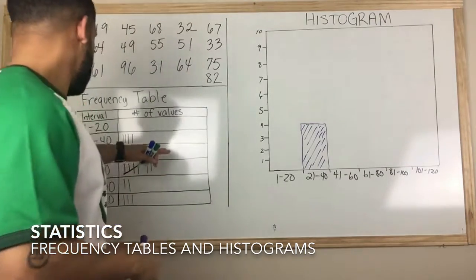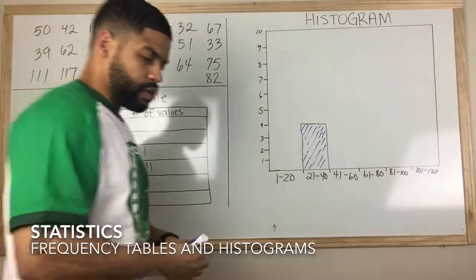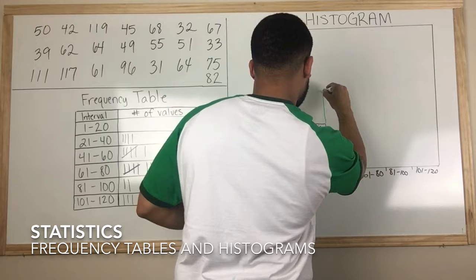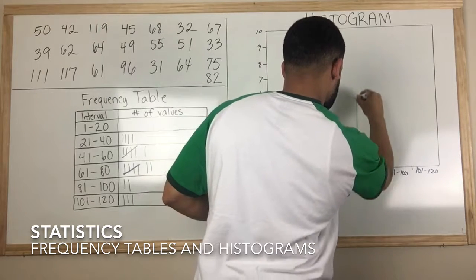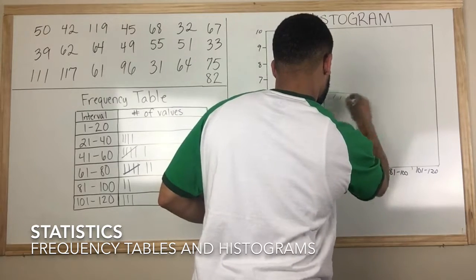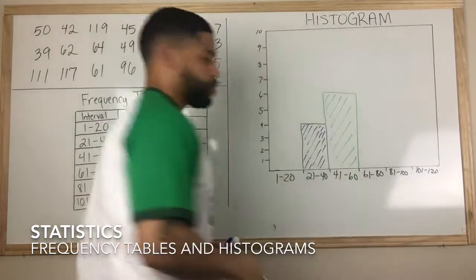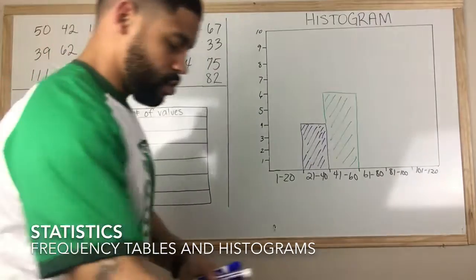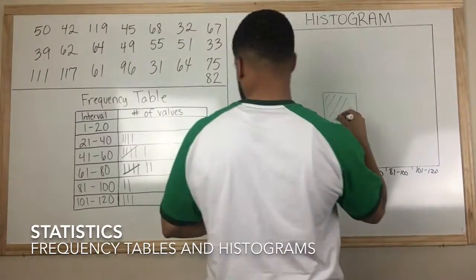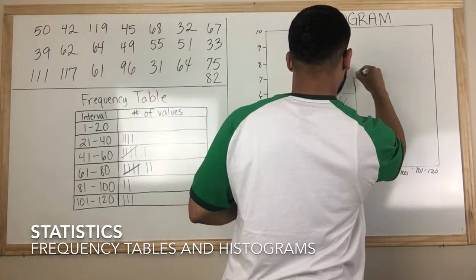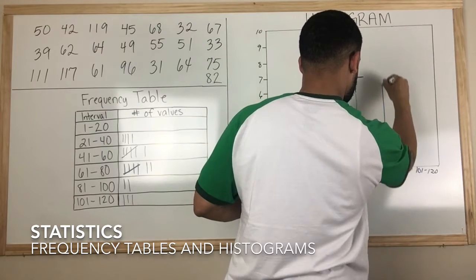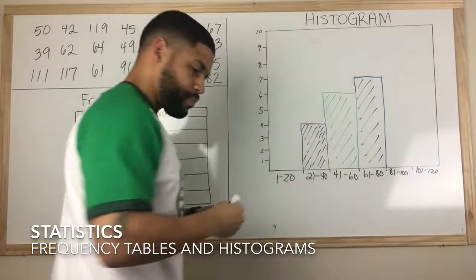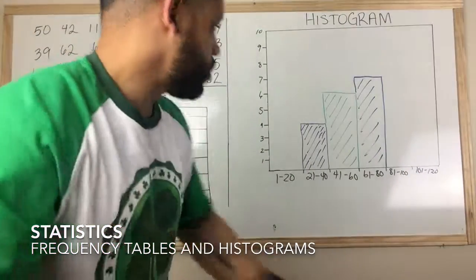The next interval, 41 through 60, there's 6 units. So let's use a different color. All right, so we have that interval right there. 61 through 80, we have 7 units. So let's go blue this time. All right. Let's go red now.